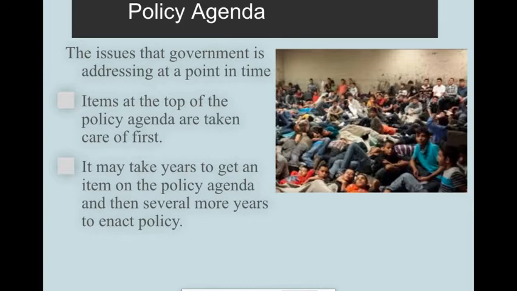So policy agenda, this is the issues that government is addressing at any point in time. So items at the top of the policy agenda obviously are taken care of first, hopefully, all right, but you do need to remember it does take a long time for certain policies and ideas to reach the top of that agenda. It also takes a long time to actually enact policy.